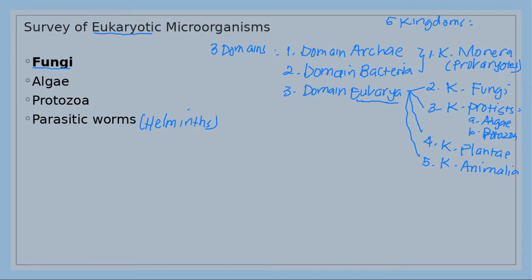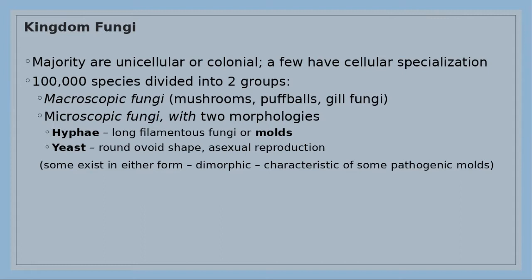And in the next lecture, we will talk about algae and protozoa, which are under the kingdom of protista. And then helminths or parasitic worms, which are under the kingdom of animalia. We will not talk about plants or plantae because they are mostly macroorganisms, big organisms. Remember, our class is medical microbiology, which is about smaller organisms. Okay, we start with the kingdom fungi.